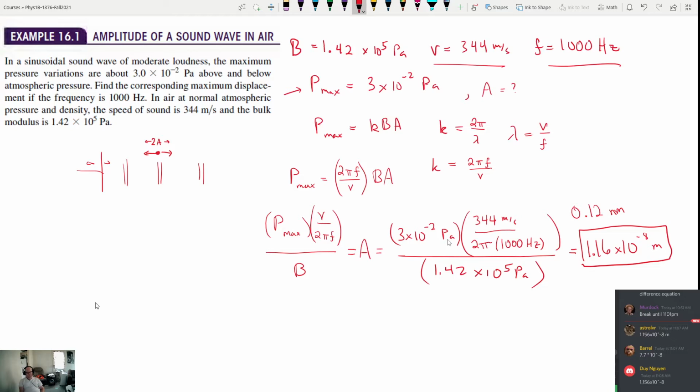So there we go. Anyone have any questions before we do this next problem? It's A. Just saying 2A is the total distance from here to here, but this is just A. This is equal to A. Okay.